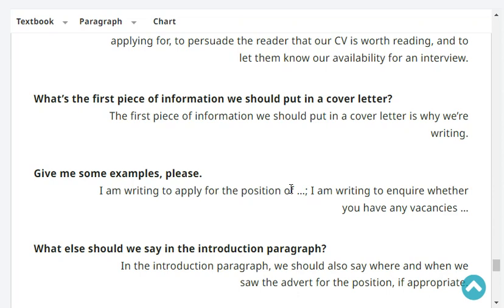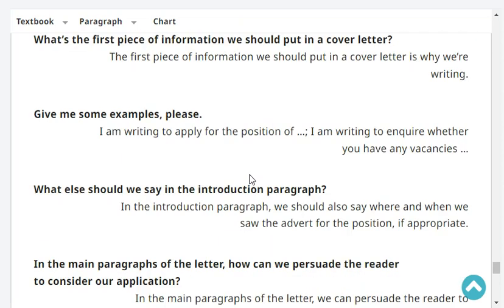What's the first piece of information we should put in a cover letter? The first piece of information we should put in the cover letter is why we are writing. Give me some examples, please.